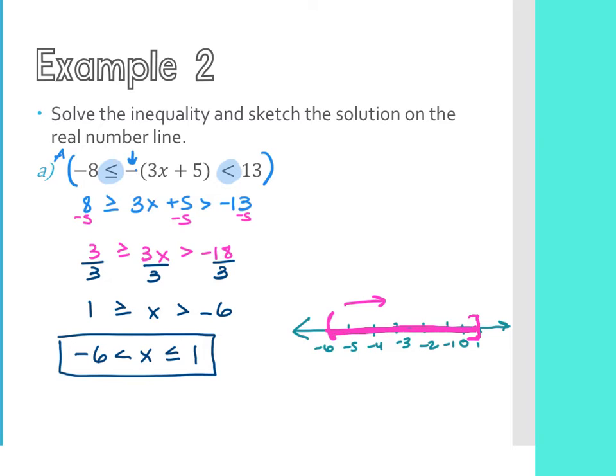So that's what a compound and statement looks like. You're going to have two ends, whether they be parentheses or brackets will depend on your statement. And then you're going to shade in between.